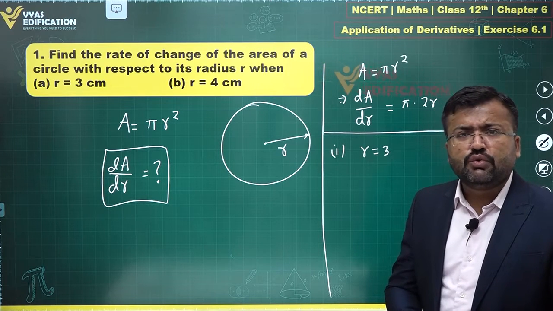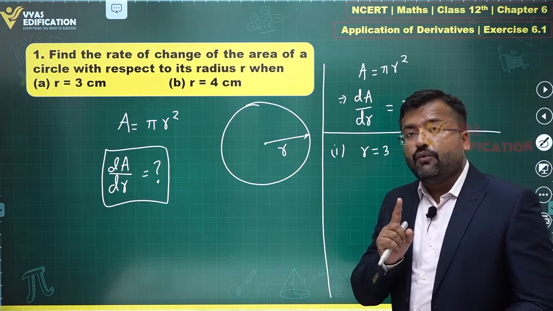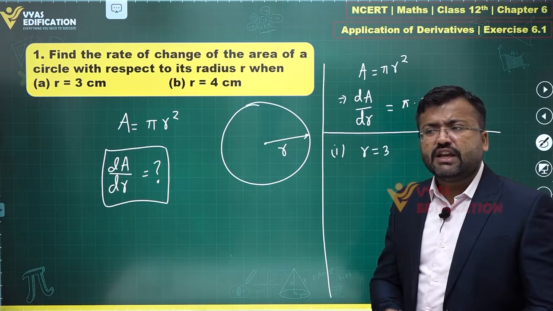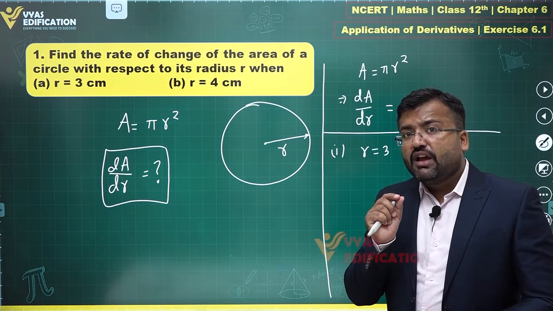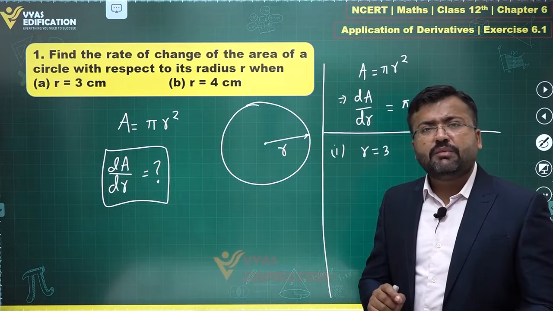So what are we supposed to do? We are only supposed to take care of one small thing. And what is that small thing? We have to be consistent in units. What do you mean by consistent?